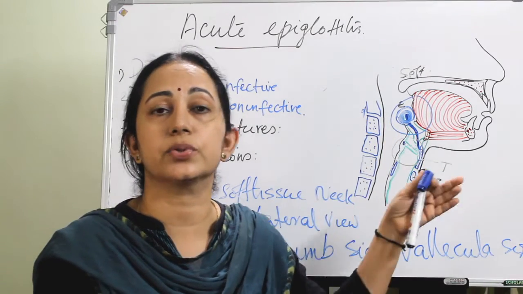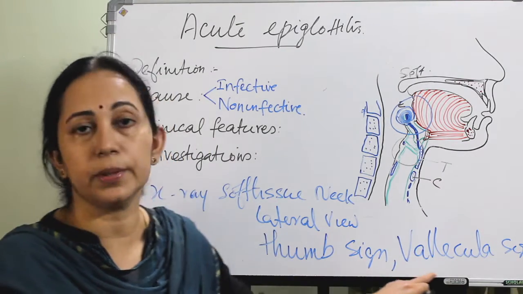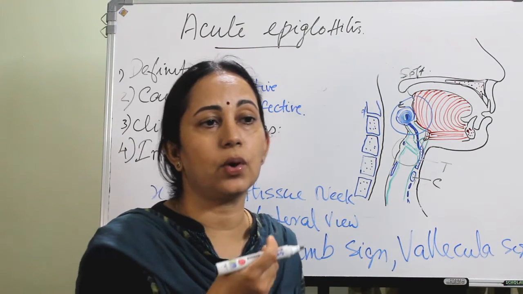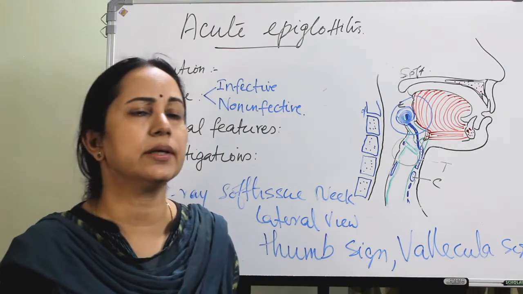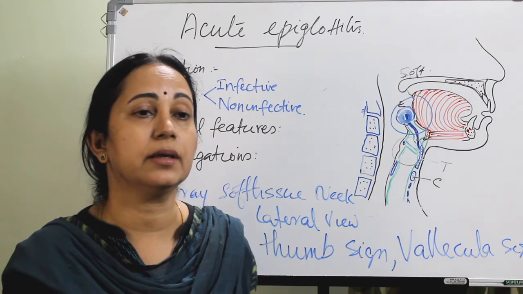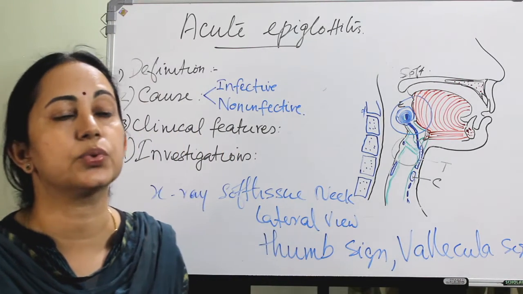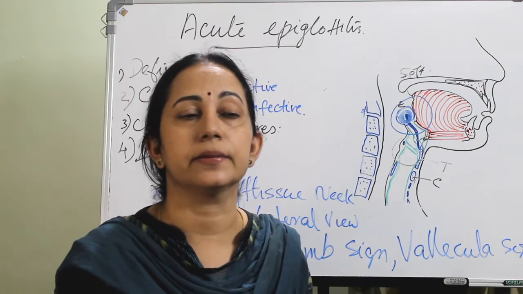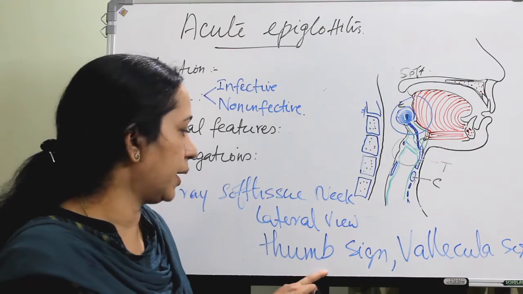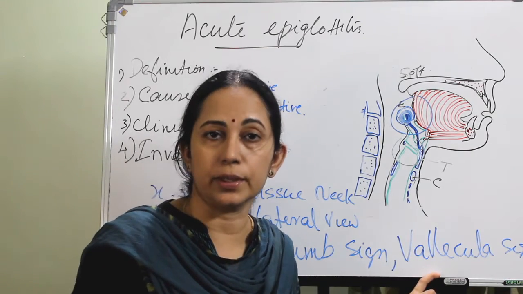And definitely the total count will be elevated. And if you take a throat swab or a blood culture, in most of the cases it will be negative. So don't waste time for that. Okay, if you need documentation or have difficulty in confirmation of diagnosis, then only you can go with a throat swab or a blood culture. Otherwise, the thumb sign and vallecula sign in X-ray soft tissue neck with an elevated total count will give valuable information towards an acute epiglottitis.